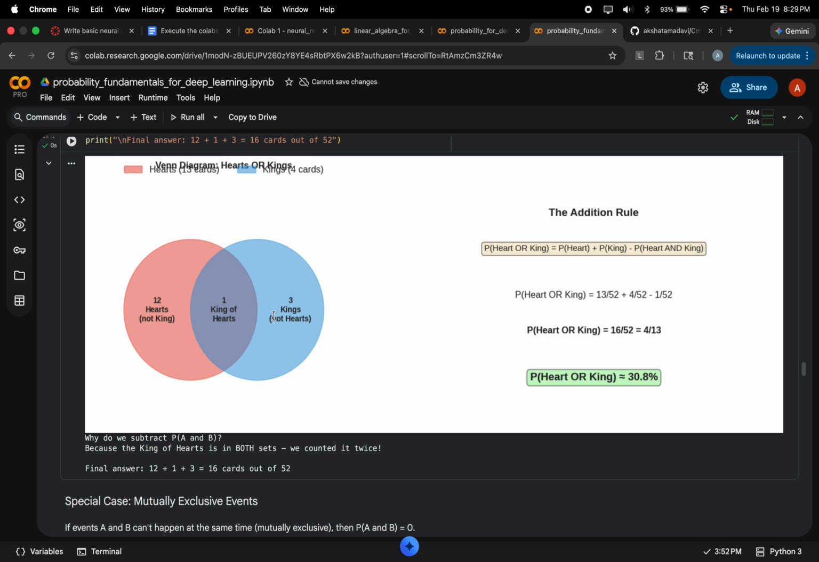We will see the diagram here. So why did we do that minus? The red is the probability of getting hearts, blue is getting kings. We got 13 hearts and 4 kings, but one of the kings is a heart, so there's a clash, right? A double calculation will happen over here. That's why we have to subtract this extra part. So the probability of heart or king becomes 13 by 52 plus 4 by 52 minus P of heart and king. When we do that, we get the probability as 30.8%.